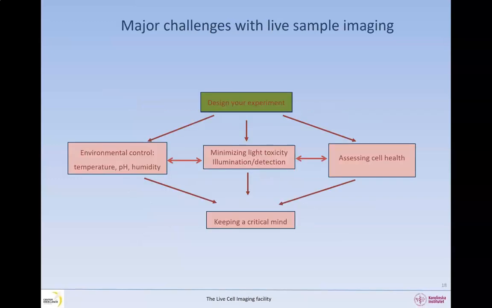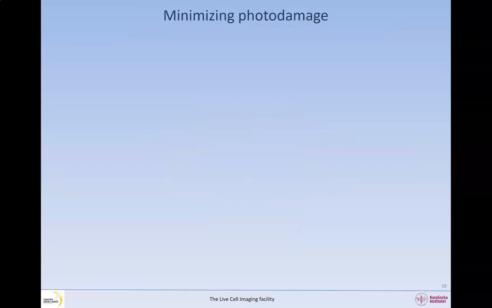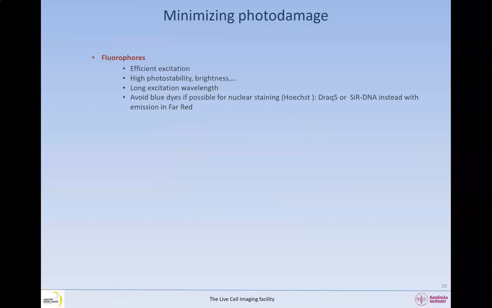Now that we have designed our experiment and we have a feasible analysis strategy, it's time to work on how to minimize light toxicity when imaging our live sample. So how can we minimize light toxicity? First of all, by carefully choosing the fluorophores. Choose fluorophores with efficient excitation, with high photostability, brightness, and long excitation wavelengths. Avoid blue dyes, Hoechst if possible, for nuclear staining. Choose DRAQ5 or SiR-DNA instead, with emission in far red.